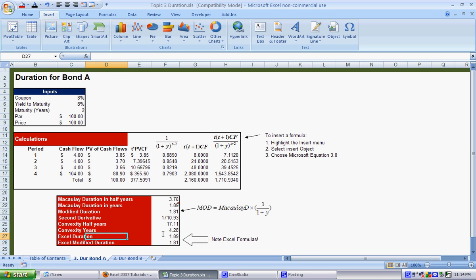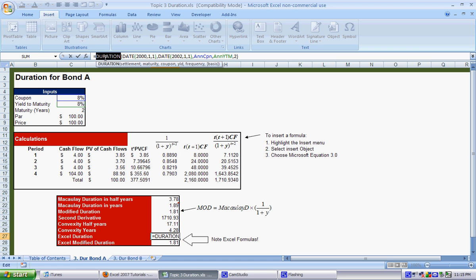And now here is the quick and easy way to do it in Excel. For Excel duration, which is Macaulay duration, you say duration, which is a formula in Excel, and it asks you for the settlement date. Here we're using the simple date function, so January 1st, 2000, and it matures January 1st, 2002, so it's a 2-year bond. The annual coupon we have is 8%, and the annual yield to maturity is 8%, and the frequency is twice a year, so that gives you that simply.